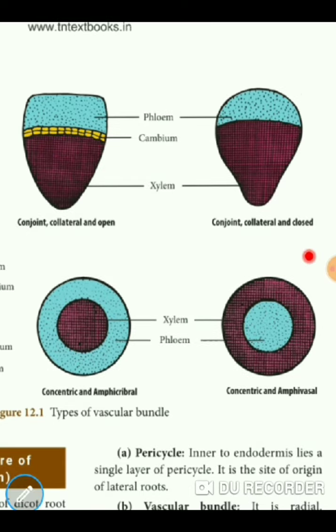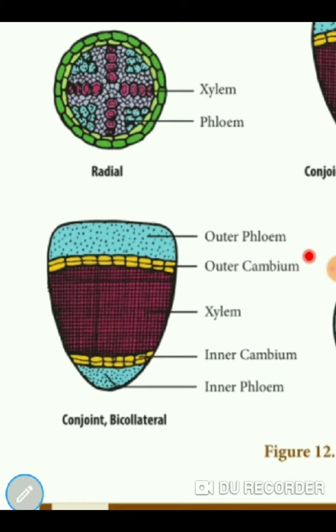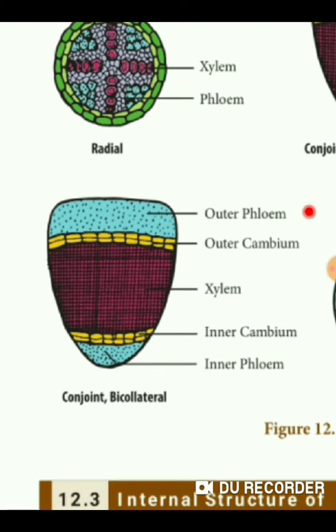So next we'll see about the bicollateral type. Remember, conjoined can be classified into two types, that is collateral and bicollateral. In bicollateral type of conjoint bundle, the phloem is present on both the sides of the xylem. You can see xylem is present in the center, whereas phloem is present on both the sides of xylem.